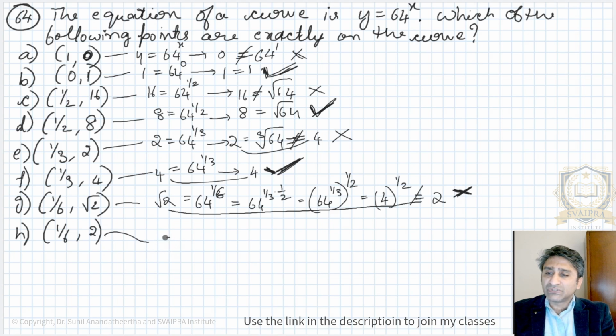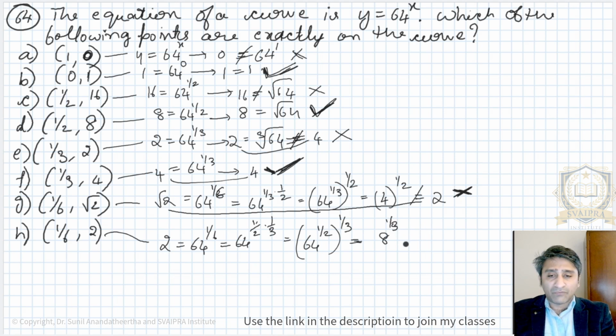How about this one? You have 2 equals 64 to the power of 1 by 6. You can do it in the same way, but let me do it in a slightly different way. I'm going to take the half first, and then the 1 by 3, just for fun. 64 to the power of half, to the power of 1 by 3. 64 to the power of half is the square root of 64, which is 8. 8 to the power of 1 by 3 is the cube root of 8, which is 2. So 2 equals 2.